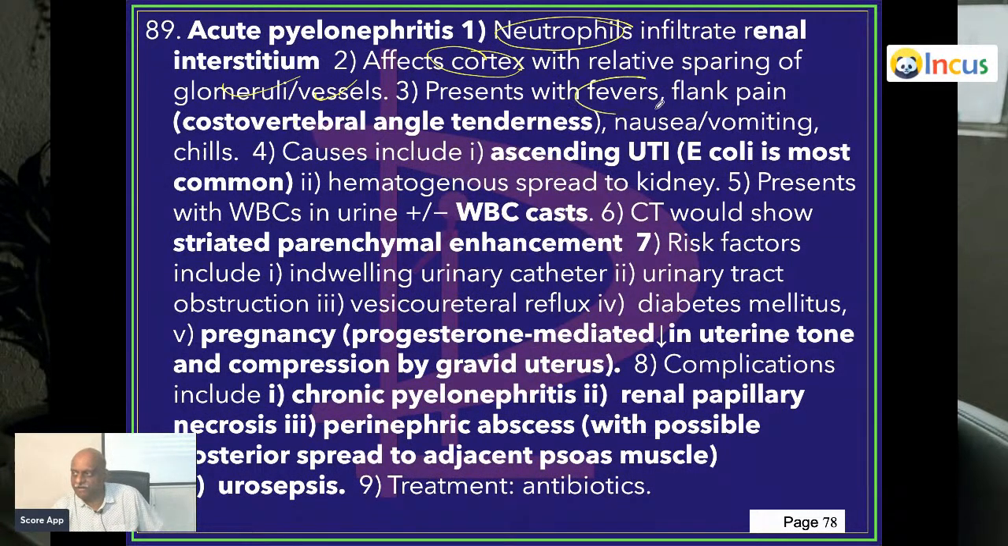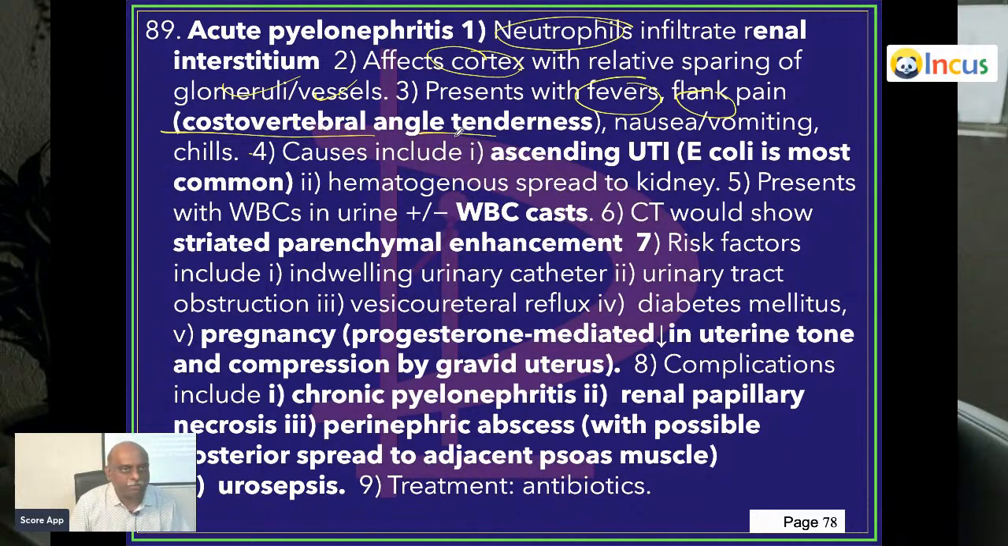They present with fever, flank pain. That is the costovertebral angle tenderness will be there. That's called Murphy's punch. You press on the costovertebral angle, pain will be there. That is called costovertebral angle tenderness, a feature of acute pyelonephritis. Nausea, vomiting, chills, etc.